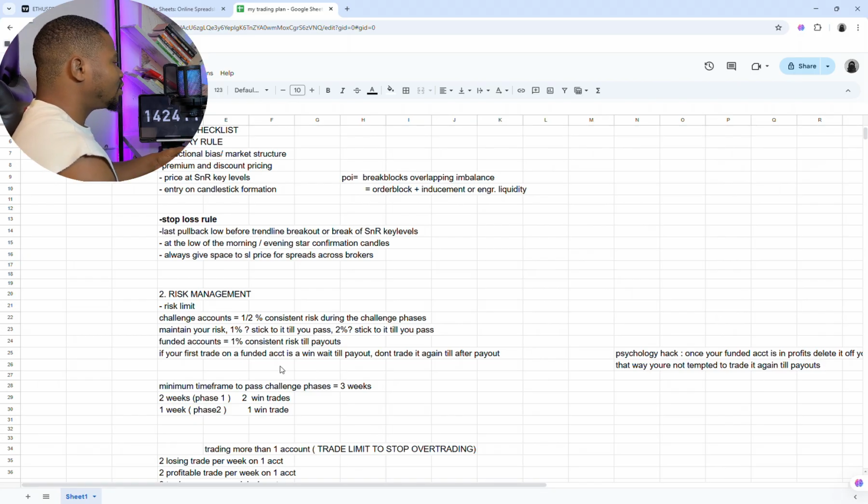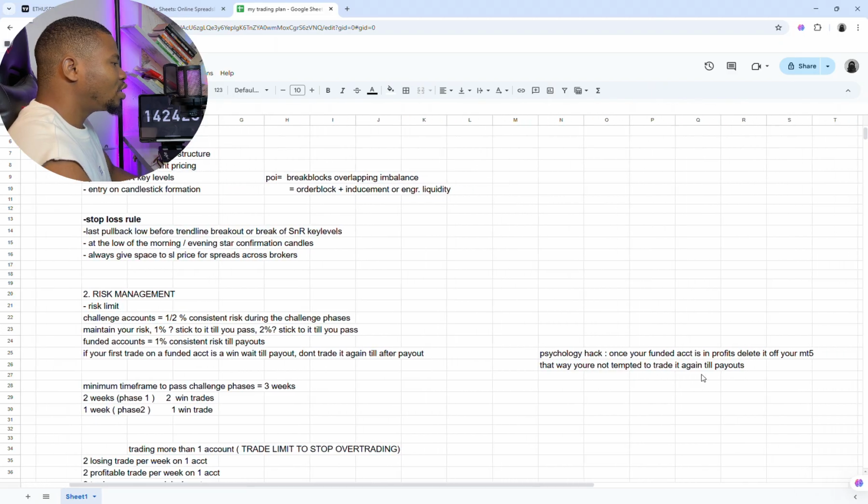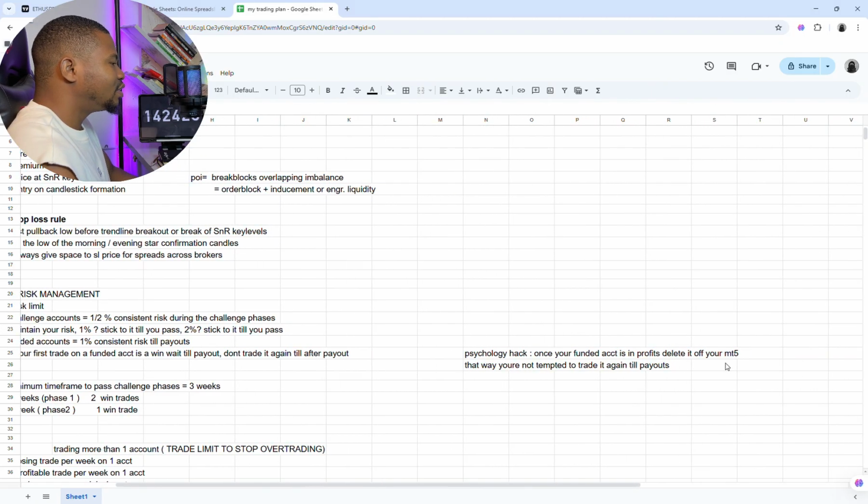Let's say after getting funded, my very first trade on that account, if it happens to be a win, I don't trade again, right? I'll just leave the amount that I've made till the payout date. All right. Now this is a psychology hack that I normally use. Once your funded account is in profit, delete it off your MT5. That way you're not tempted to trade it again.